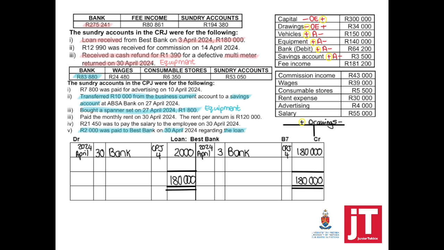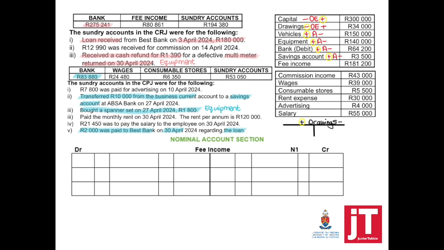So we just total 180,000. The credit side must be equal to the debit side. Minus 2,000 means that our new balance is 178,000. And that is how much we owe the bank. And that will be our opening balance the 1st of May 2024.